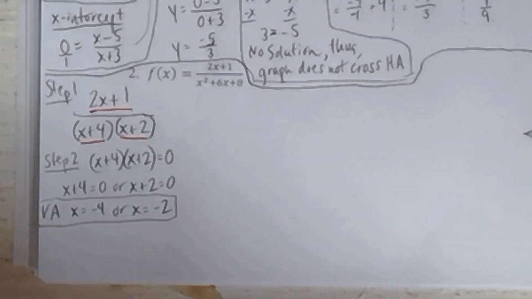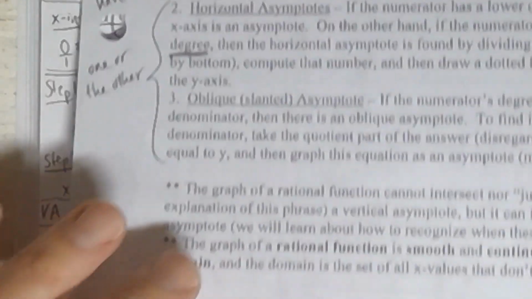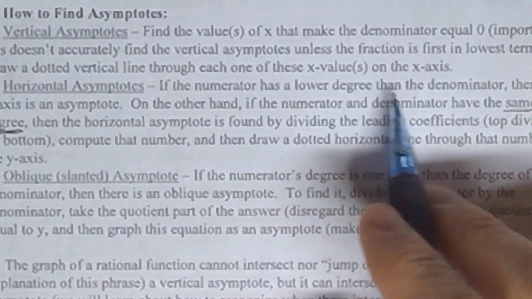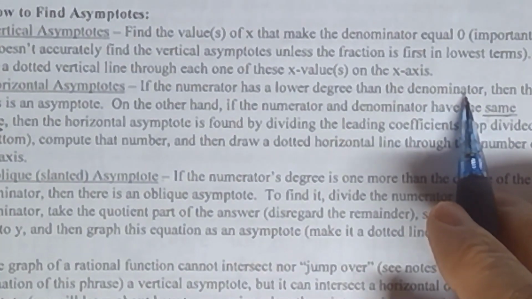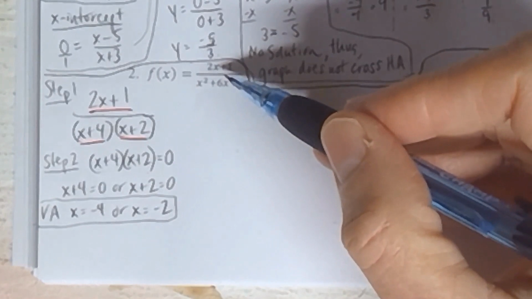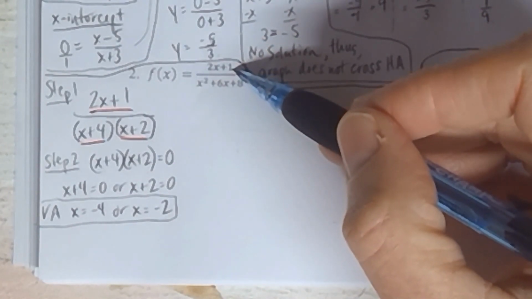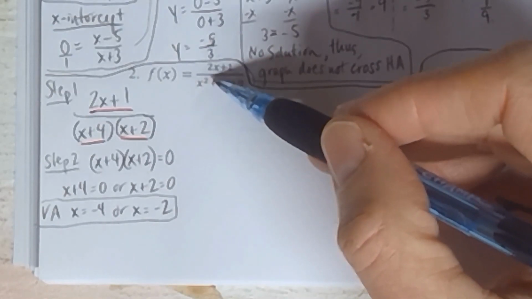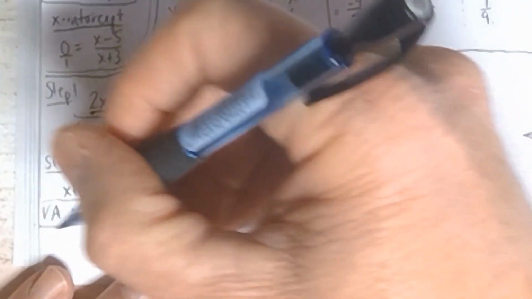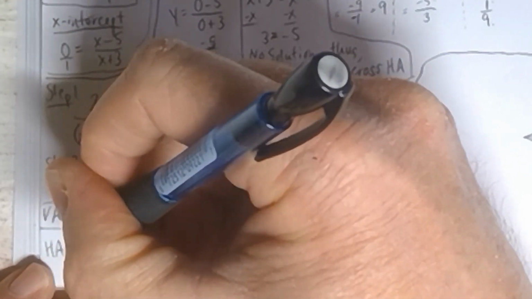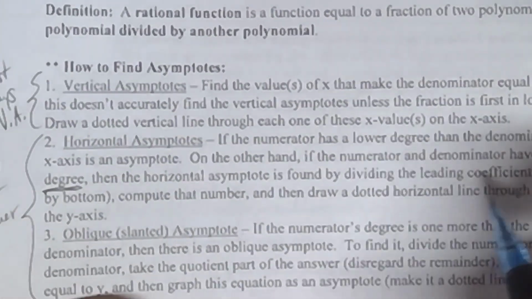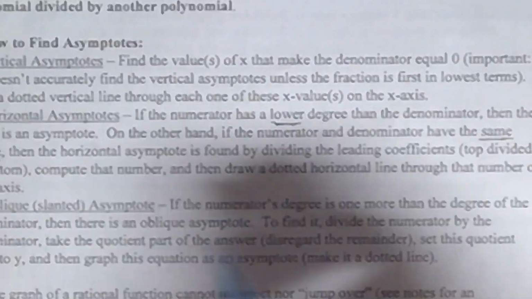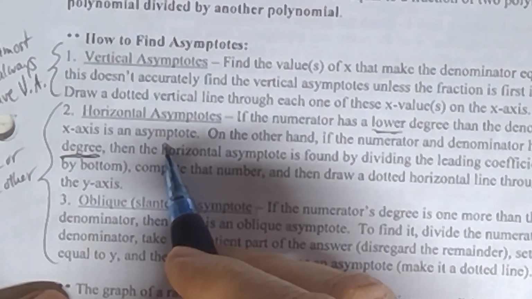Let's go back and talk about horizontal asymptotes again. Or maybe it'll be an oblique asymptote. Let's find out. It says if the numerator has a lower degree than the denominator. Does it have a lower degree here? It does, because this is a degree 1 polynomial right here. X to the first is the highest degree. And this down here, x to the second is the highest degree. So that means that the horizontal asymptote is what? Well, according to this, when it's a lower degree, it says then the x-axis is your asymptote.